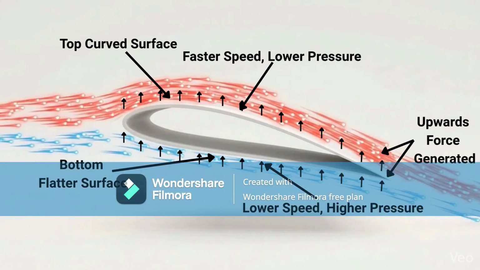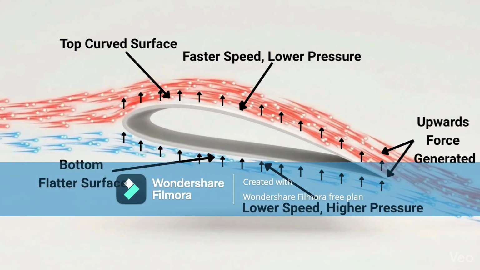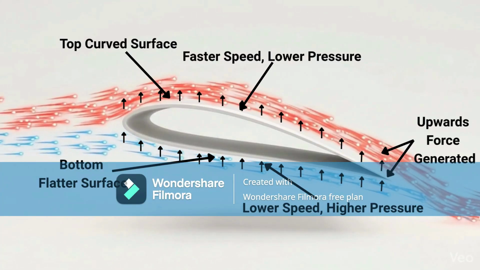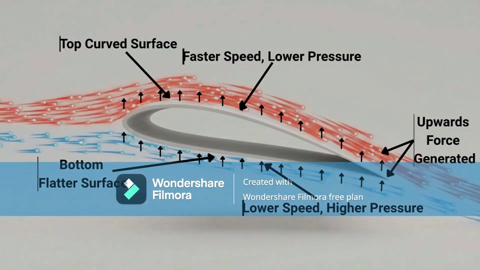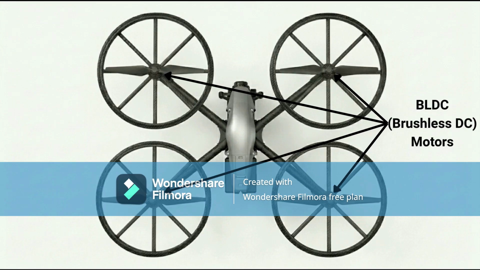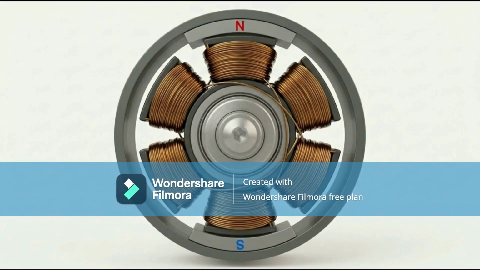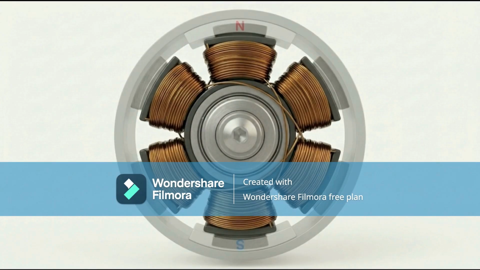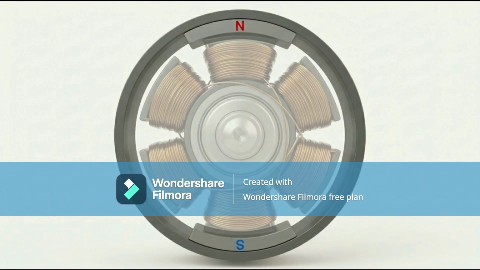All of this only works if the propeller is spinning, and that job belongs to one of the most clever pieces of engineering on a drone, the motor. Drones generally use brushless DC motors, or BLDC motors, one on each arm of the drone. Inside each motor, there are two main parts, a stationary set of copper wire coils called the stator, and a rotating outer shell with permanent magnets called the rotor.